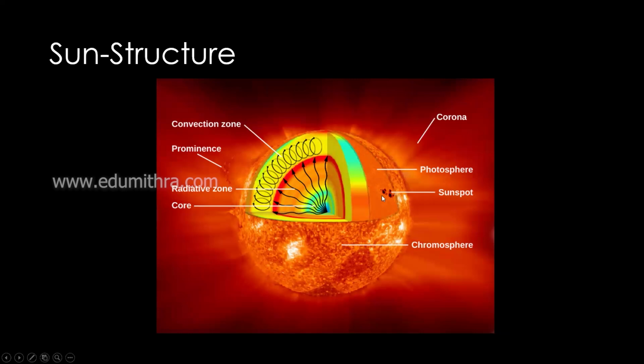And you can see one more interesting thing, this part of the sun is called the photosphere. So the photosphere is what you are seeing when you look at the sun, maybe at sunset or sunrise, as it is not advisable to observe the sun at daytime.